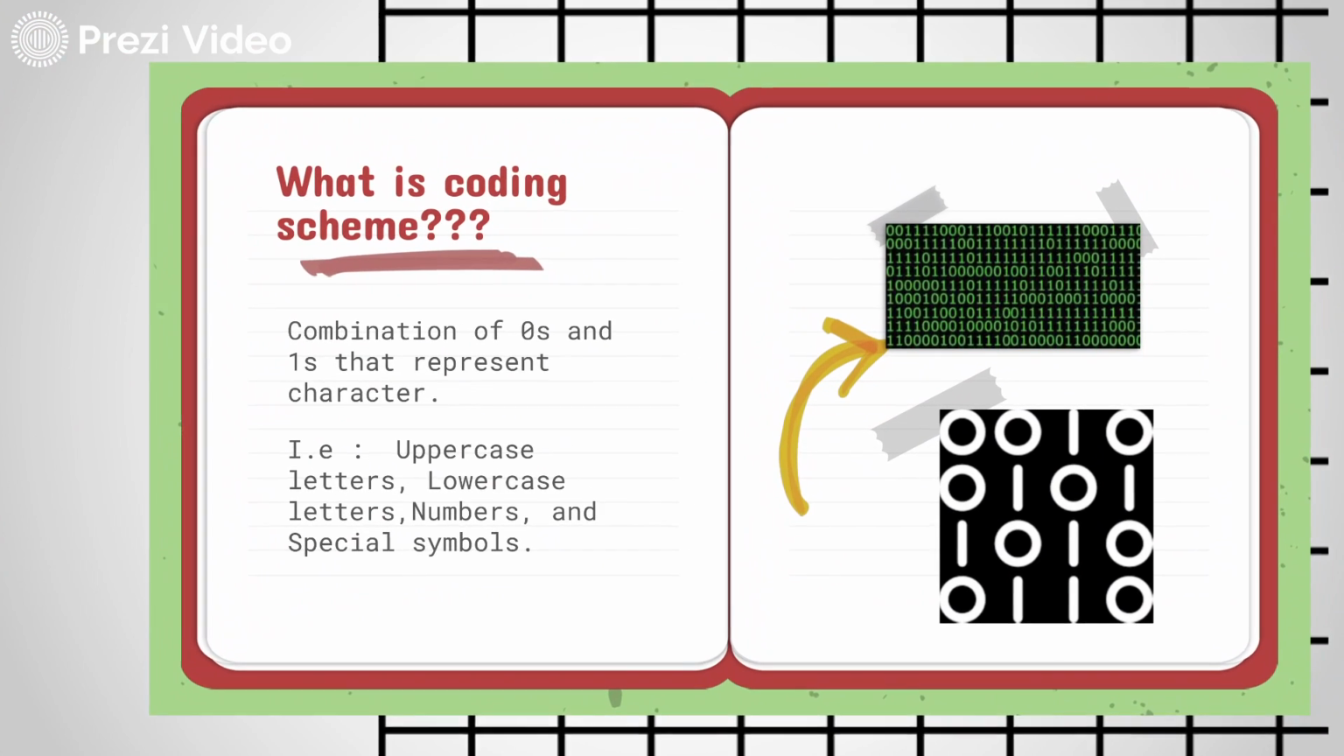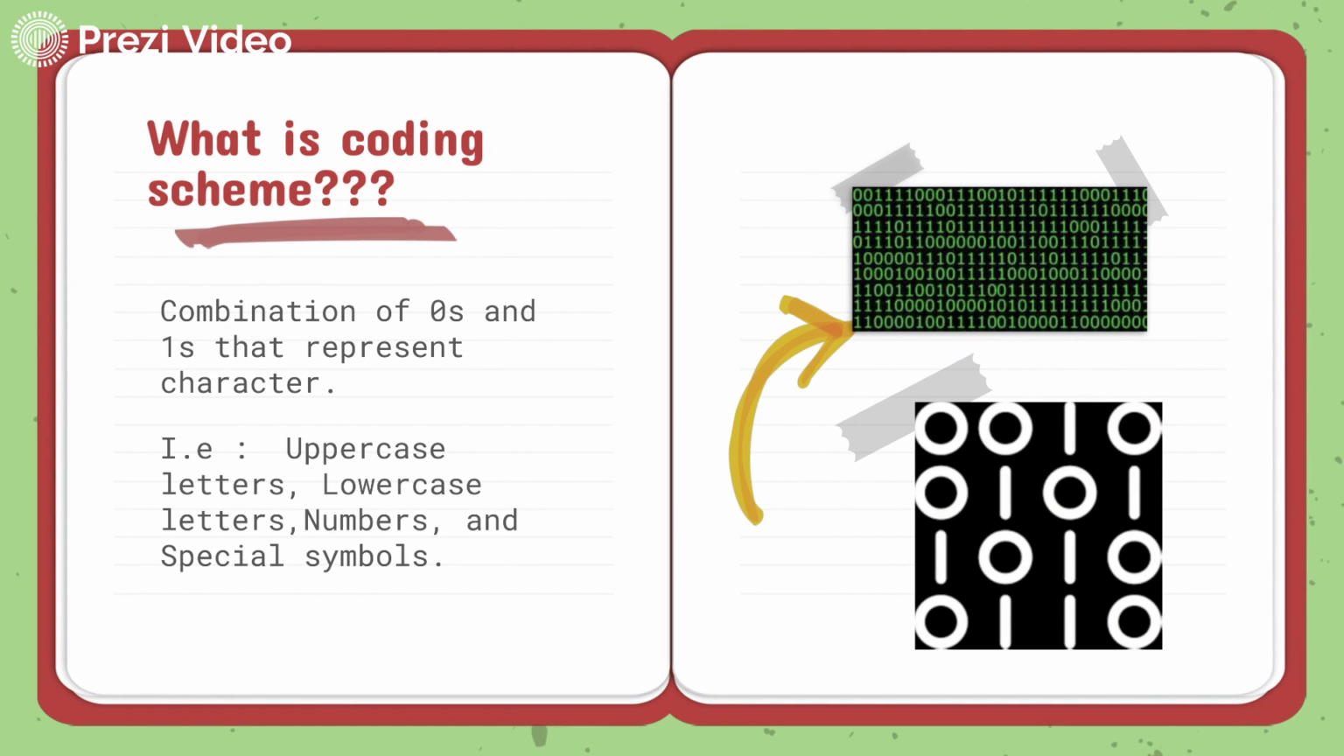So what is a coding scheme actually? A coding scheme is a combination of zeros and ones that represent a character. It can be an uppercase letter, a lowercase letter, a number, or a special symbol.